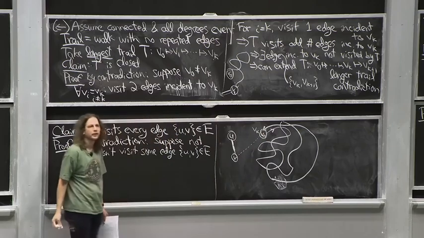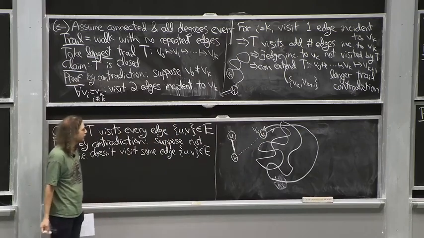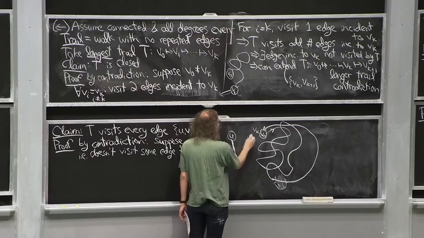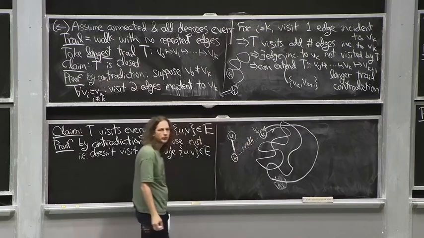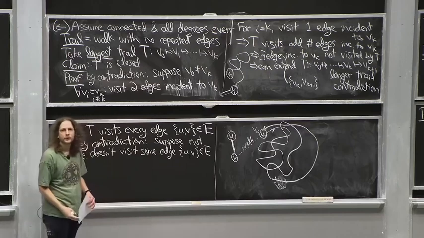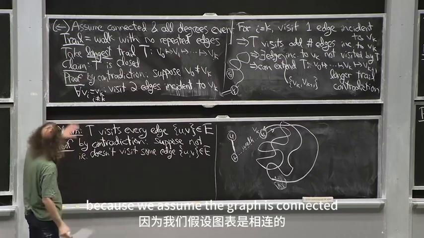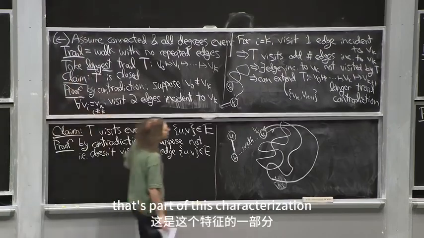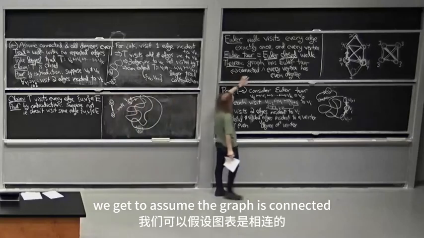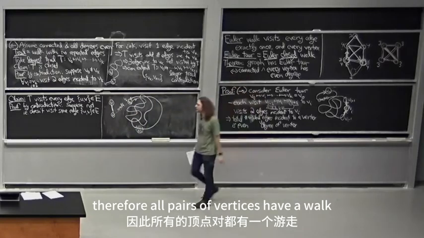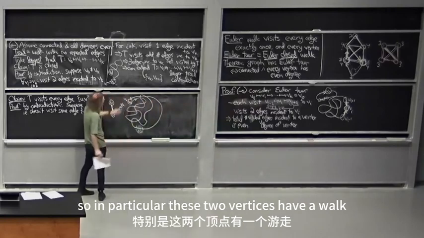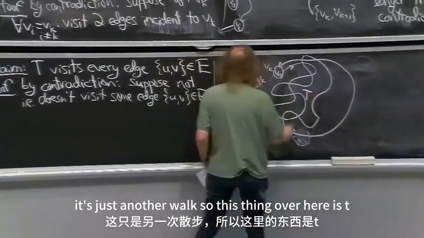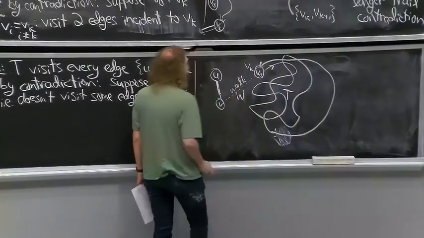Why can I do that? How do I know? I claim there's a walk. Because we assume the graph is connected. Way up here, assume connected. That's part of this characterization. So when we're going from right to left, we get to assume the graph is connected. Therefore, all pairs of vertices have a walk. So in particular, these two vertices have a walk. Now, it's not part of the trail. It's just another walk. So this thing over here is T. And this thing I'm going to call W.